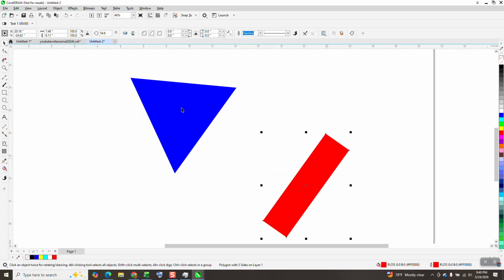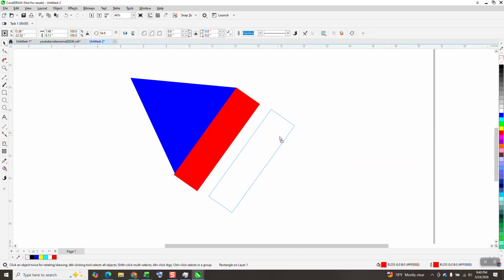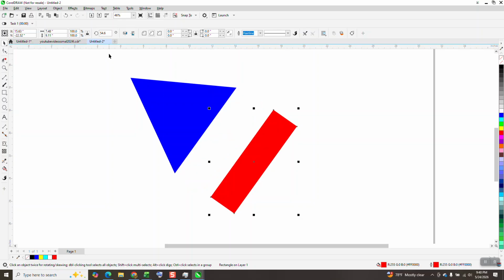It's 54.6 degrees. Now I know the degree because I can find it up here. So maybe it's not that big a deal, but I'm trying to figure out another way that this would be very, very helpful.